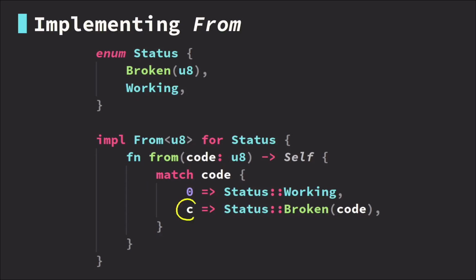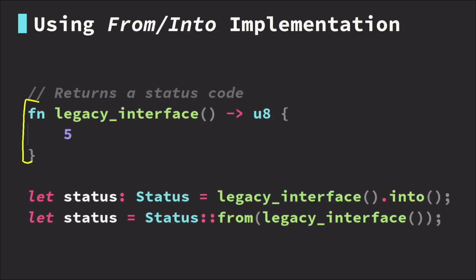And any other code, we're going to return a broken status with the code. Now that we have a sample implementation of the From trait, let's take a look at how to utilize it. Here we have a function, and it just returns a u8. Within the function, we're returning a 5. So this legacy interface is going to return a status code of 5 as a u8.